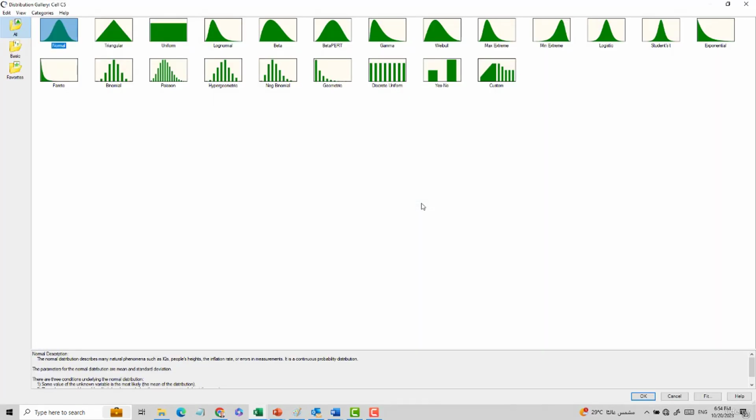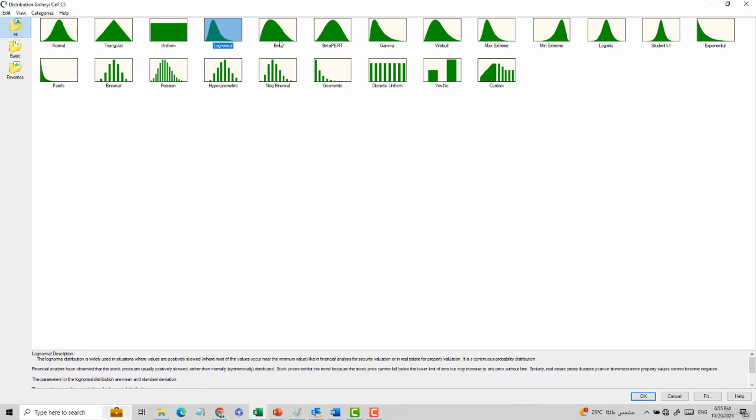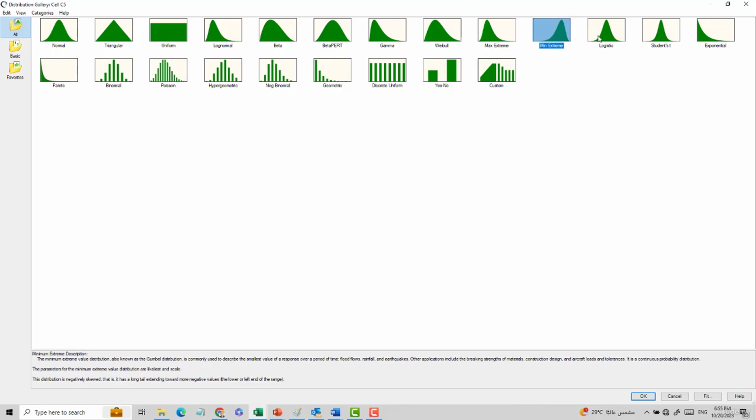For the gallery here, I need to define two things: something called variable and uncertainty. Variables means something like this: normal distribution, log normal distribution, beta, gamma, Weibull, maximum extreme, minimum extreme, logistic, Student's t, exponential, Pareto, and also binomial, Poisson, hypergeometric, negative binomial, geometric, and so on. All of these are called probability distributions that represent a variable.